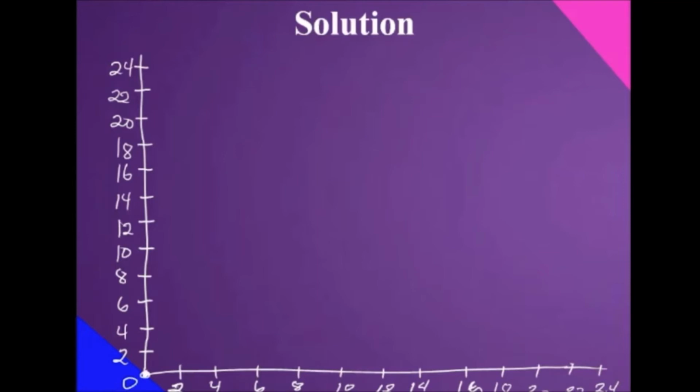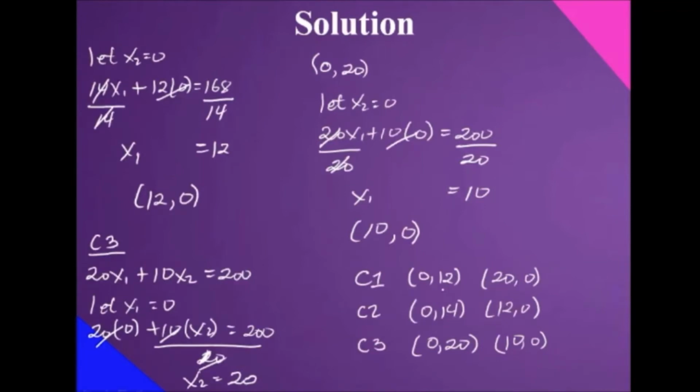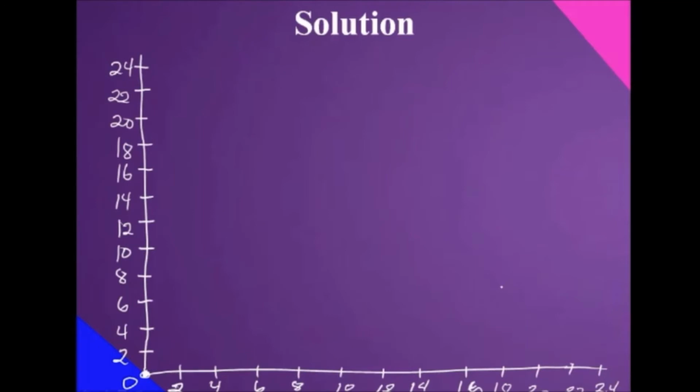Sige, unahin natin, C1, no? 0 and 12, tapos 20 and 0. 0 and 12 daw. So, 0 ang X, 12 ang Y. Dito tayo. So, itong point na ito, 0 and 12. Tapos 20 naman ang X, 0 naman ang Y. Ito siya, sa point na yan. Okay, now i-connect natin sila.